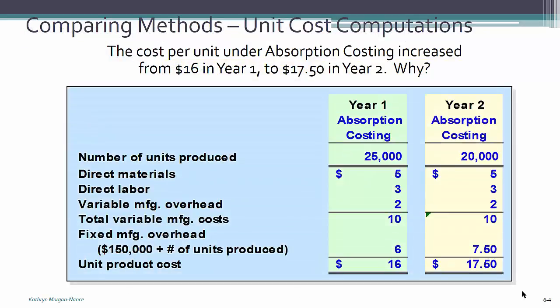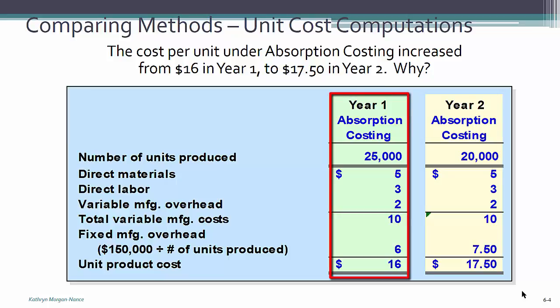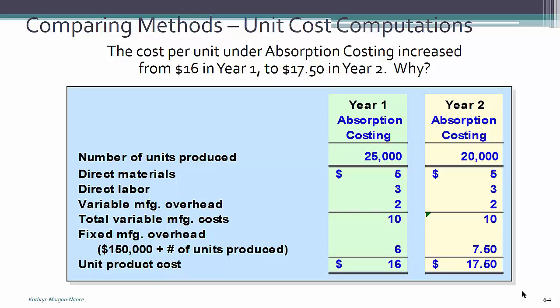Let's pause for a moment to consider the cost per unit under absorption costing. You should be experts at calculating it now, right? Recall that when ARCO produced 25,000 units, the cost per unit was $16. However, in year 2, when production declines to 20,000 units, the absorption cost per unit increases to $17.50. And why does it happen? The cost increase is attributed solely to the decrease in production volume from 25,000 units to 20,000 units.